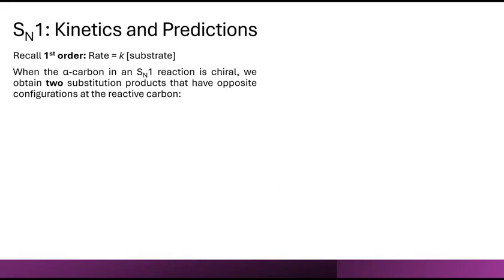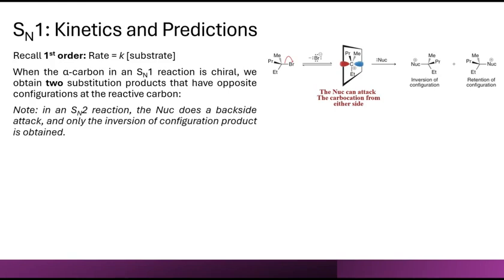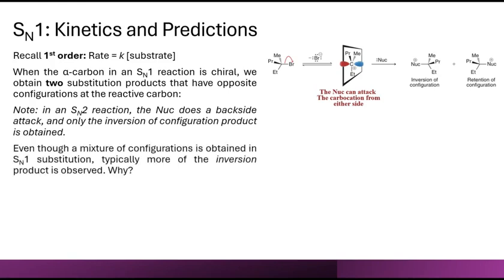SN1, kinetics and predictions. Recall first order, rate is equal to the constant times the concentration of the substrate. When the alpha carbon in an SN1 reaction is chiral, we obtain two substitution products that have opposite configurations at the reactive carbon, since the nucleophile can attack from either side of the plane. We can either have retention of the configuration or inversion of the configuration. Note, in an SN2 reaction, the nucleophile does a backside attack and only an inversion of configuration product is obtained.